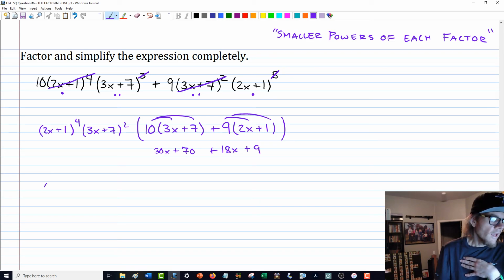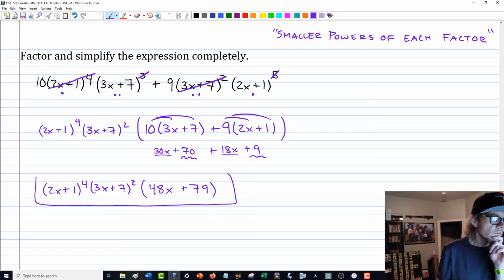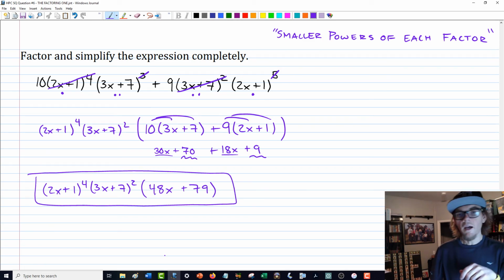There we go. And now when I go to write my final answer, 3x plus 7 to the 2nd. My final answer will have in that factor 30x plus 18x is 48x. And then 70 plus 9 is 79. And there is my final answer. That's the most factored version.